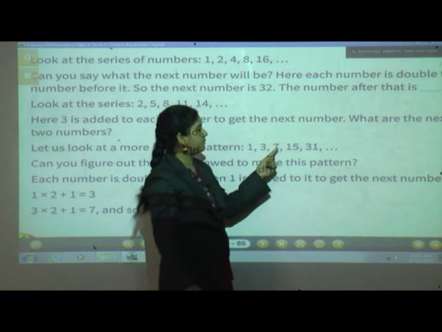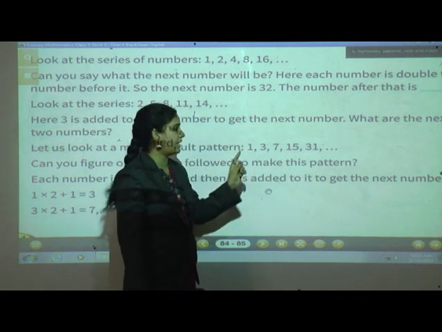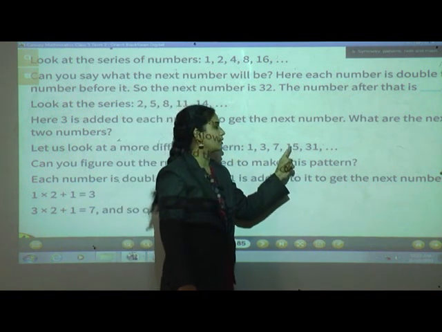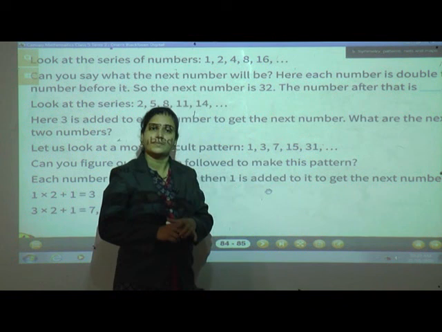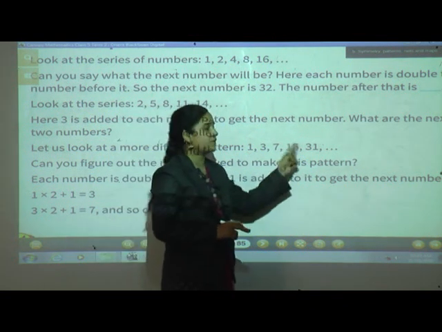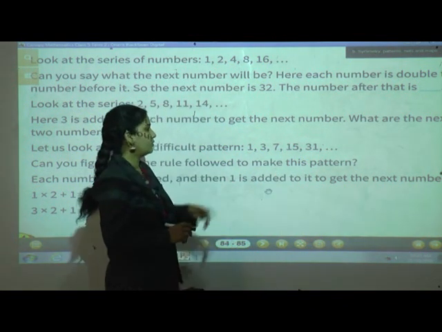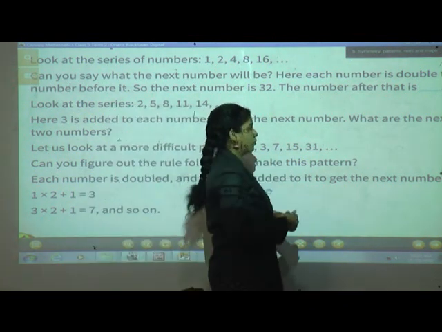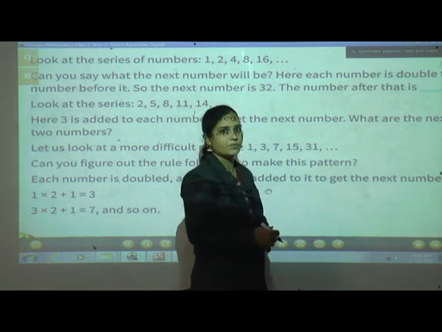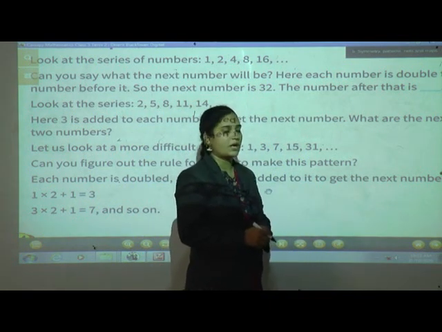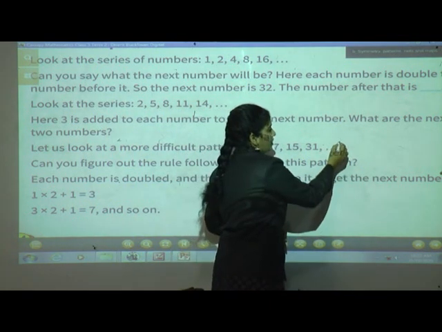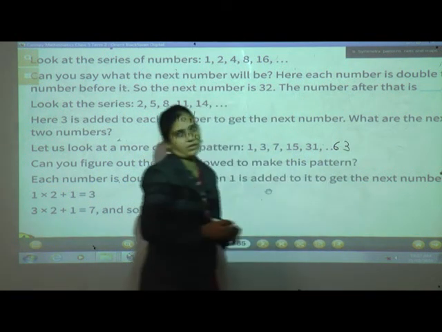Now 7 multiplied by 2, 14, and add 1, 15. Okay. Now 15 multiplied by 2, 30, plus 1, 31. Now 31 multiplied by 2, what will come students? Yes, 62, and add 1 to it, so we will get 63.